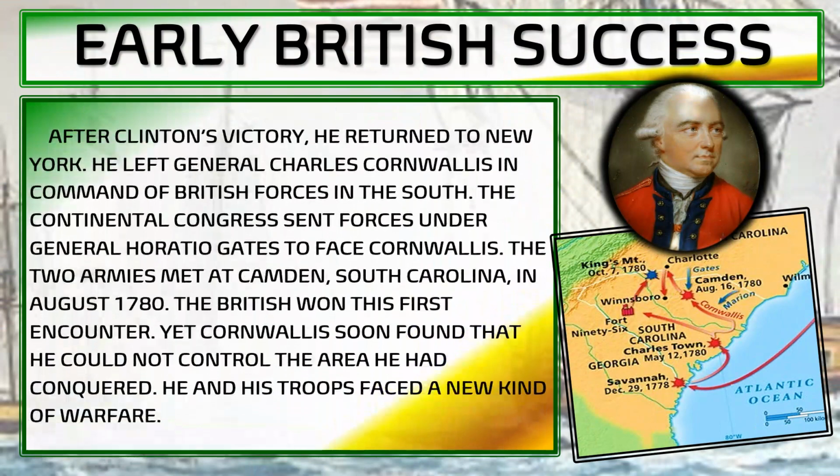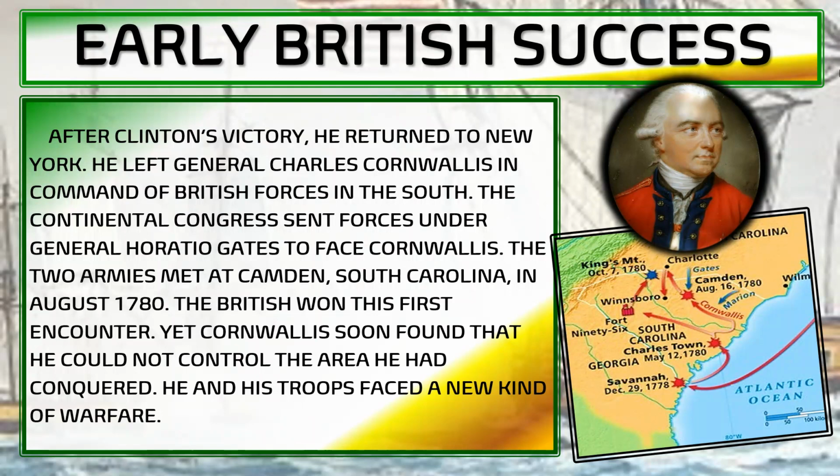After Clinton's victory, he returned to New York. He left General Charles Cornwallis in command of the British forces in the South. The Continental Congress sent forces under General Horatio Gates to face Cornwallis. The two armies met at Camden, South Carolina, in August 1780. The British won this first encounter, yet Cornwallis soon found that he could not control the area he had conquered. He and his troops faced a new kind of warfare.